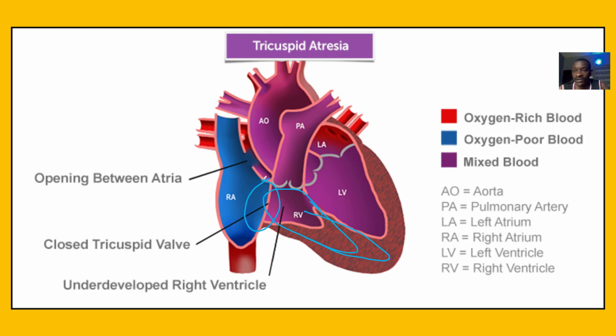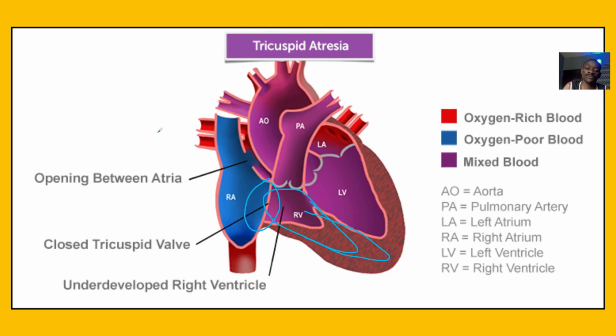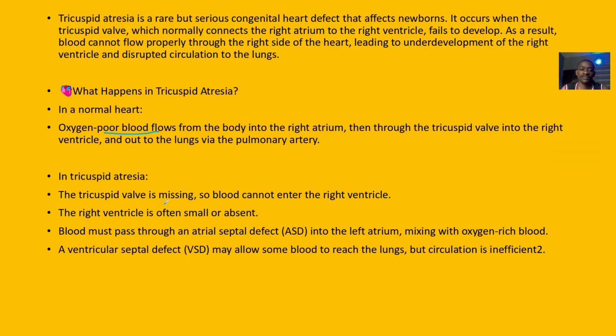Okay, there's a closed valve there. So in a normal heart, oxygen-poor blood, that's deoxygenated blood, should flow from the right atrium down to the right ventricle through this tricuspid valve. But if the tricuspid valve is developing poorly or is totally closed, okay, you have an issue like that. So the tricuspid valve is missing, so blood cannot enter the right ventricle. So the right ventricle, because you have not been using it, law of disuse, is kind of going off.